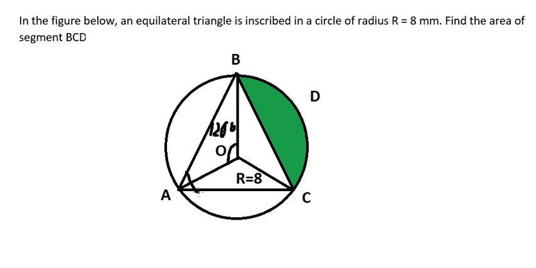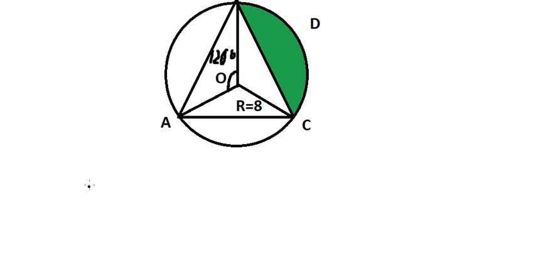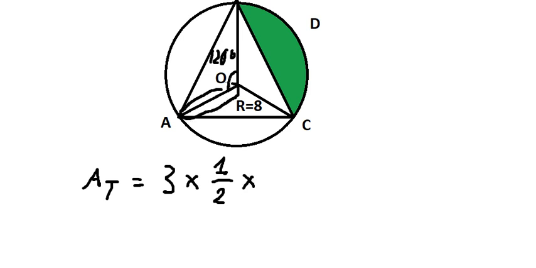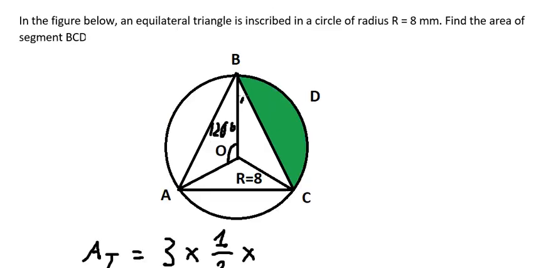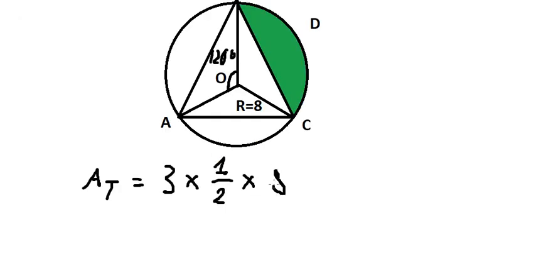So if we want to find the area of this triangle, we need to find the area of one small triangle in here. Later we multiply by 3, because they have the same 120 degrees. So the area of this triangle is 3, since we have 3 small triangles in here, multiplied by 1/2, and we know this side is about 8, and this side is about 8, so we have 8 squared multiplied by sine 120 degrees.